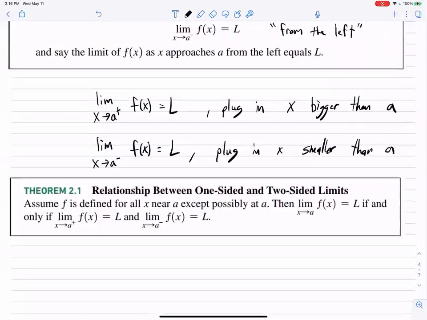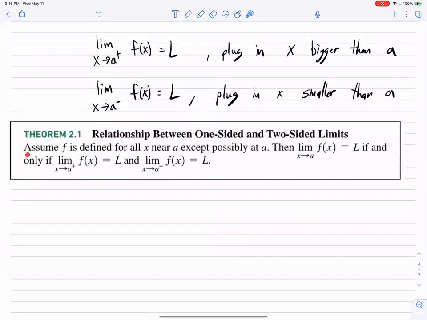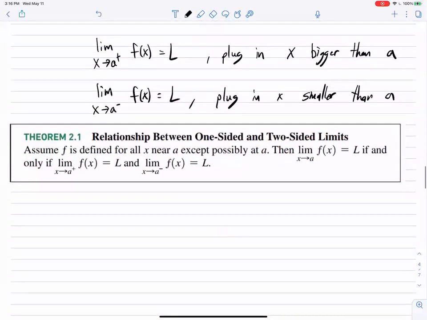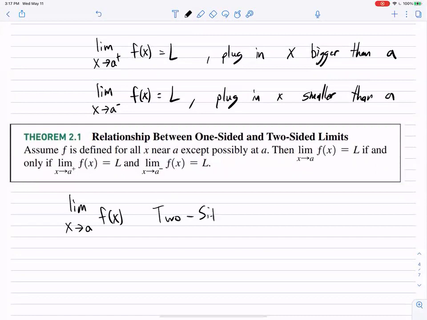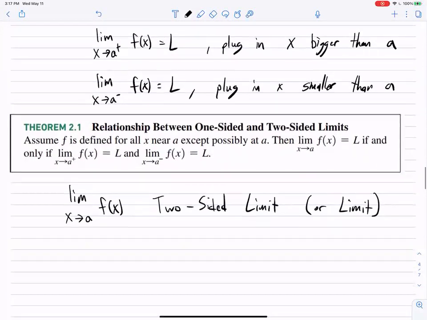And there's a really important relationship between one-sided limits and two-sided limits, and that's given by this theorem. If f is defined for all x near a except maybe at a, so it might have a hole, then the limit, the two-sided limit, where there's no plus or minus here, so that's a two-sided limit. So the limit as x approaches a, if there's no plus or minus, is a two-sided limit, or just a limit. A lot of times we don't write two-sided. We only specify the sidedness for one-sided.